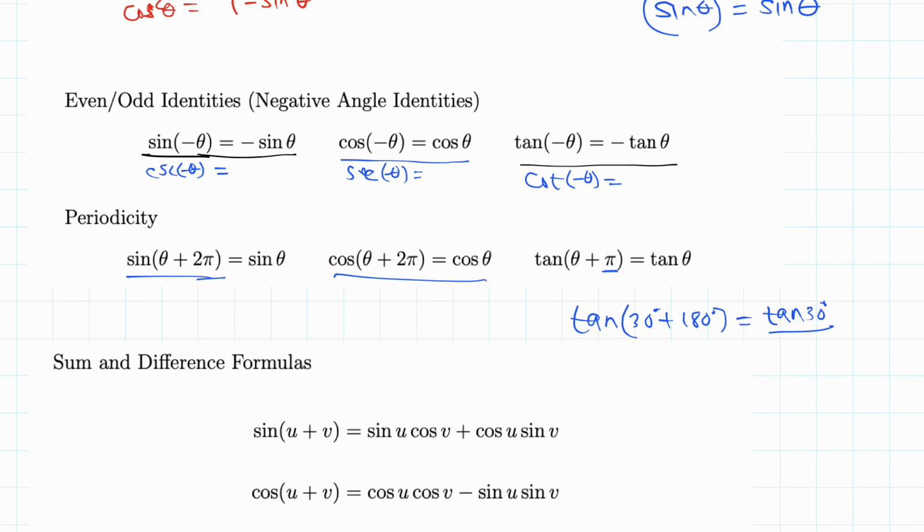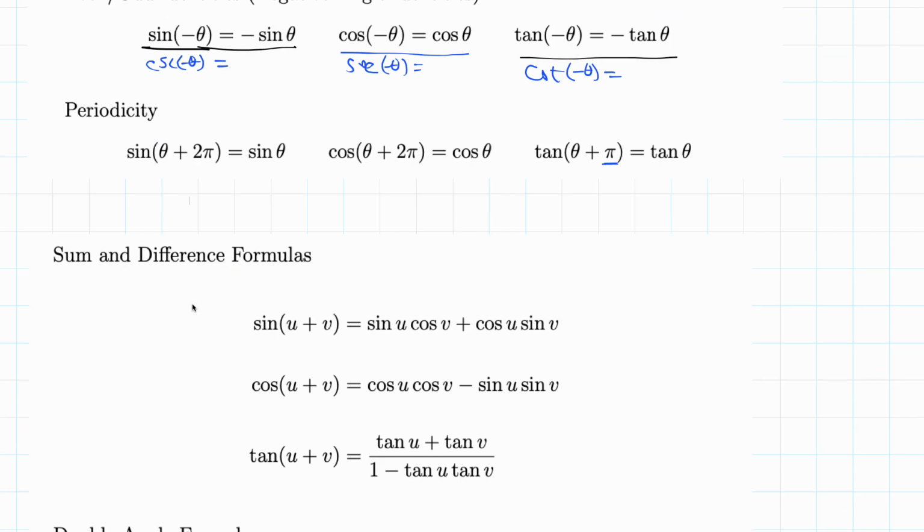So we'll see that when we evaluate values in the next example, in the next video. So sine and cosine have a period of 2 pi, but tangent has a shorter one, that's only pi.